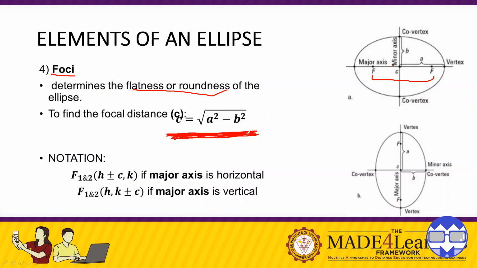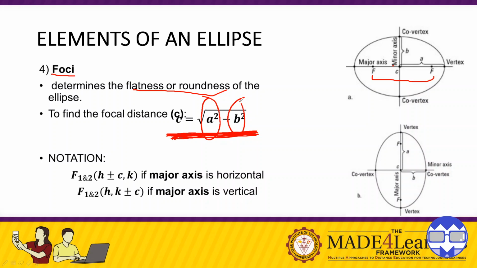Okay, so again, from the Pythagorean theorem, we have c equals the square root of a squared minus b squared. So remember that a is the length of the major axis and b is the length of the minor axis. Okay, so we simply get the square root of the difference of the squares of the length of the major axis and the minor axis.